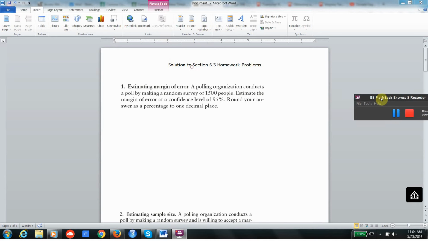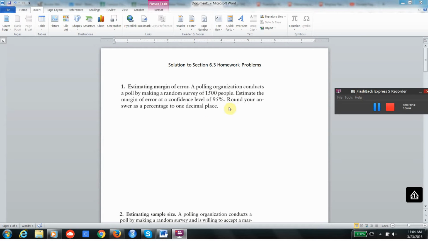Okay, so these are the solutions for the homework in Chapter 6, Section 3. In the first problem, we're told that we're conducting a poll by making a random survey of 1,500 people. We want to estimate the margin of error at a confidence level of 95%, and then round that answer as a percentage to 1 decimal point.